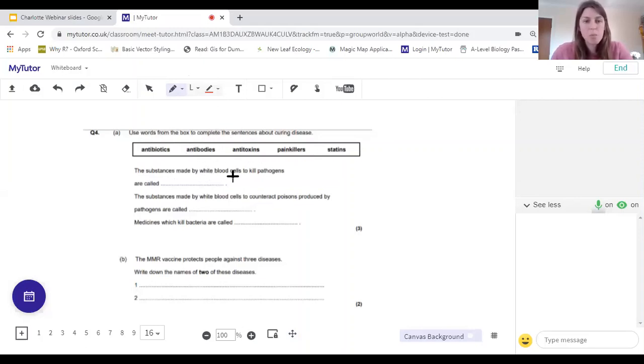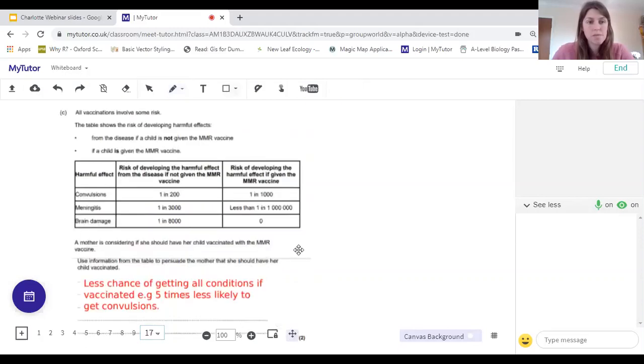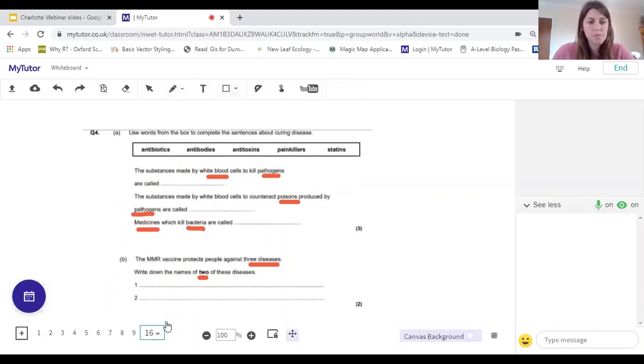The substances made by white blood cells to kill pathogens are called. Substances made by white blood cells to counteract poisons produced by pathogens are called. Medicines which kill bacteria are called. And then we've got a part B as well. The MMR vaccine protects people against 3 diseases. Write down the names of 2 of these diseases. Oh, my plan was to write them for you. Okay, in that case, let's put them in now.